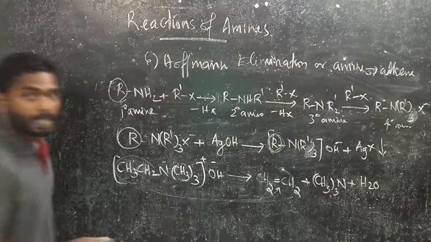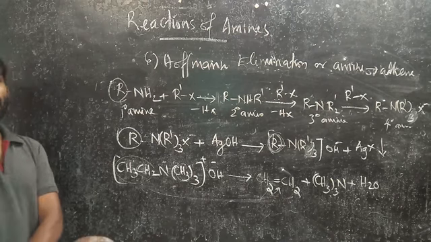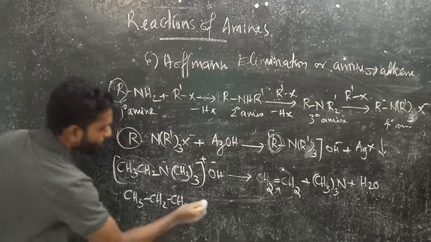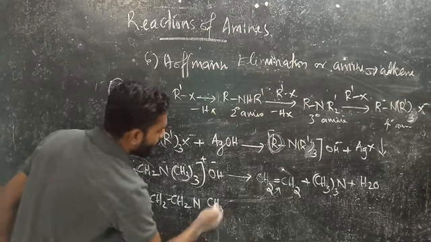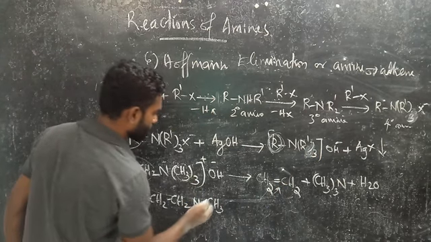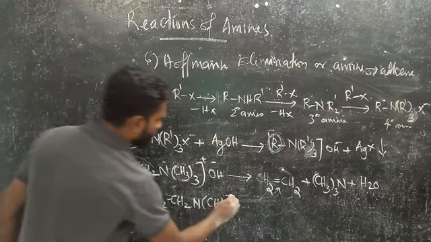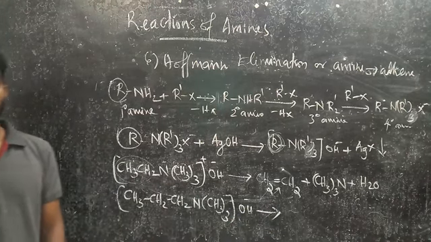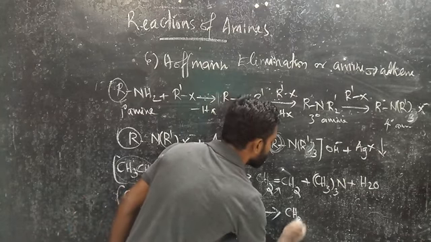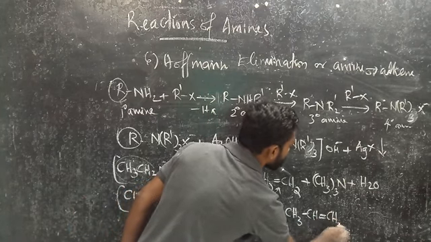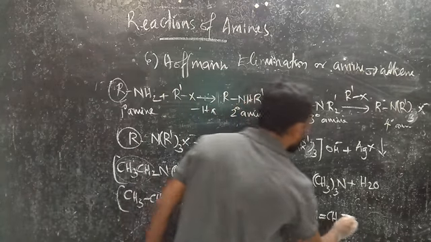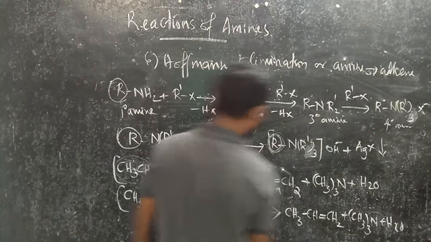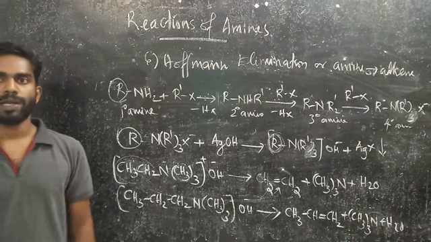Suppose this R group is a propyl group, CH3CH2CH2, N, and this R dash group is again CH3, with OH minus. We will get propene, CH3CH=CH2, plus the amine. This step is known as Hofmann elimination.